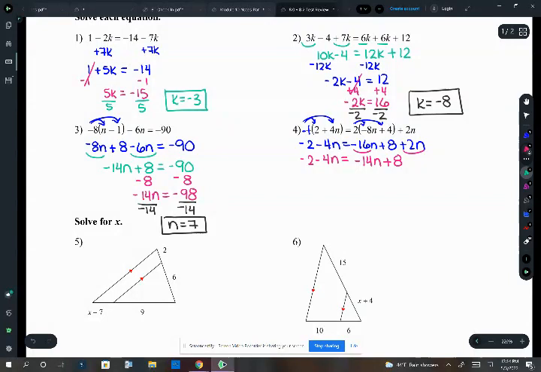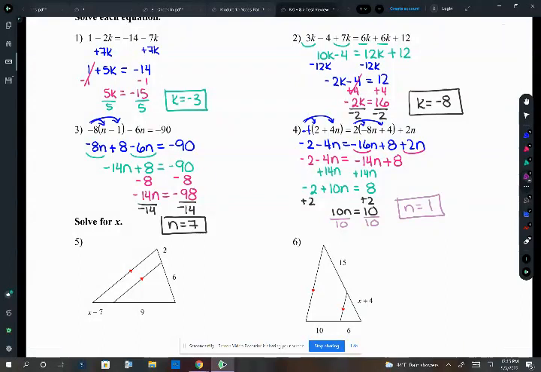And now we're going to bring letters to one side, numbers to the other. So we're going to add 14n to both sides. So we get negative 2 plus 10n is equal to 8. We're going to add 2 to both sides. So we get 10n is equal to 10. And then we're going to get rid of the 10 next to the n by dividing. So we're going to divide both sides by 10. So n is equal to 1. And that's just a quick review of solving equations.